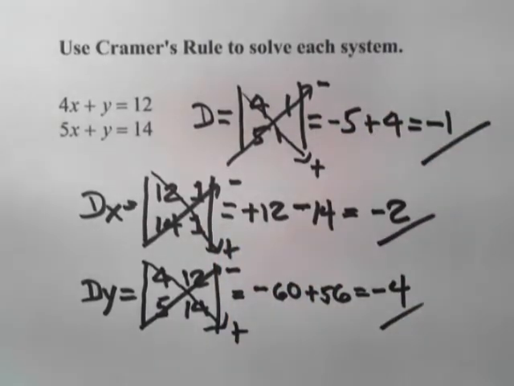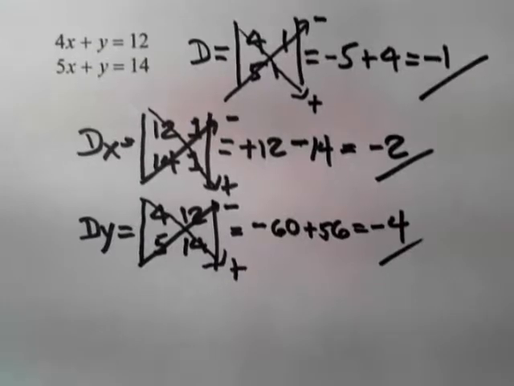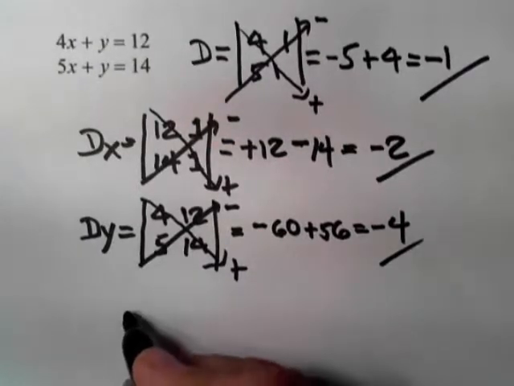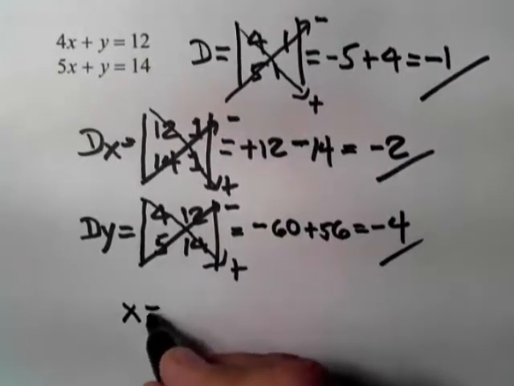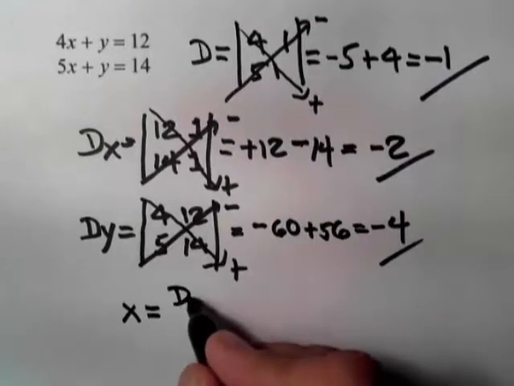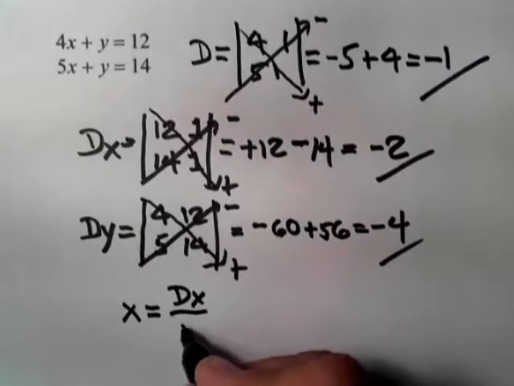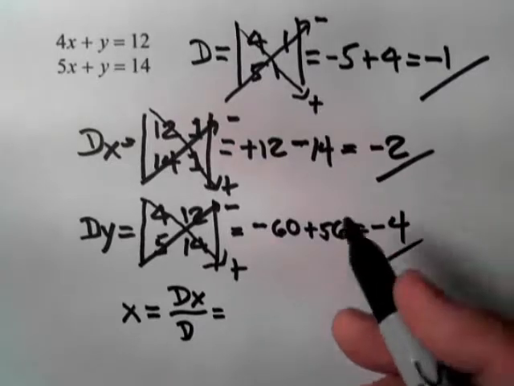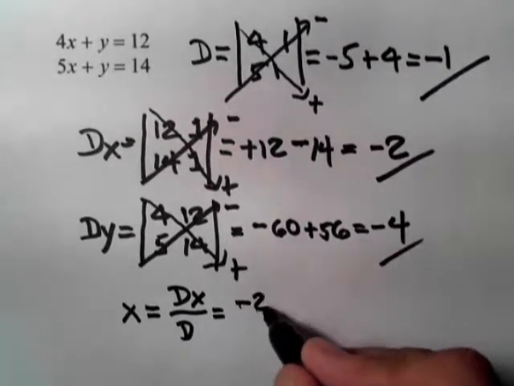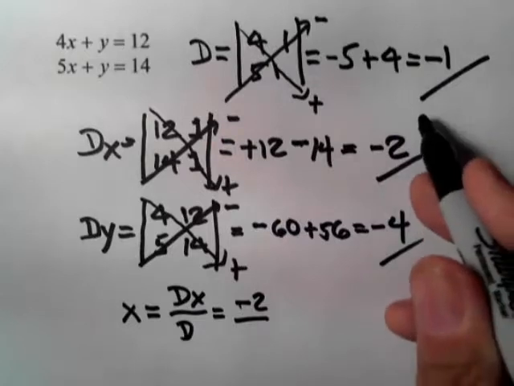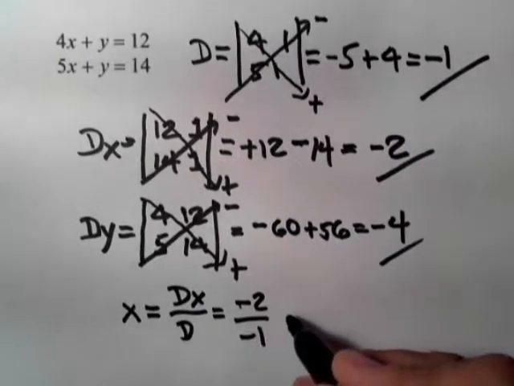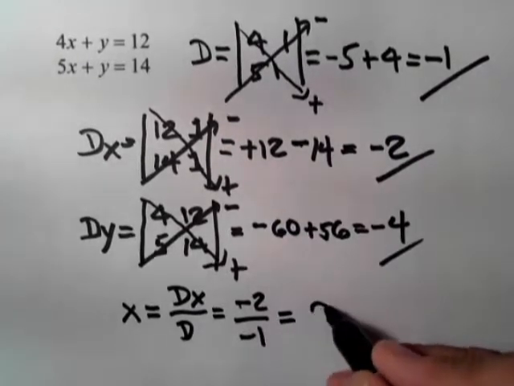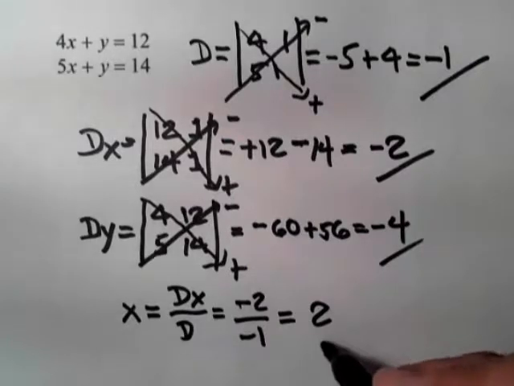Okay, well now, what's this going to do for us? Well, here's what it is. The x value simply equals d sub x over d. Well, what's d sub x equal? Negative 2. And what is d equal? Negative 1. So x equals 2. Okay, there's our x solution.